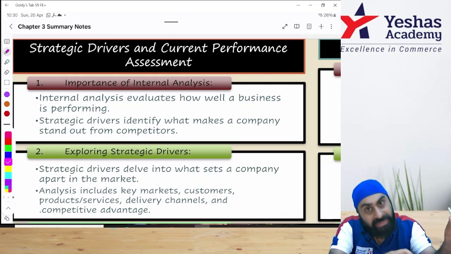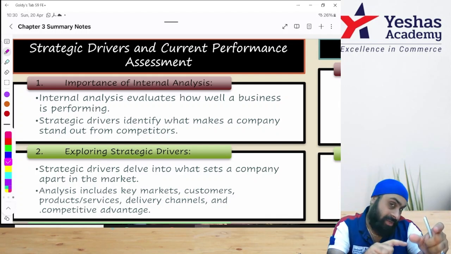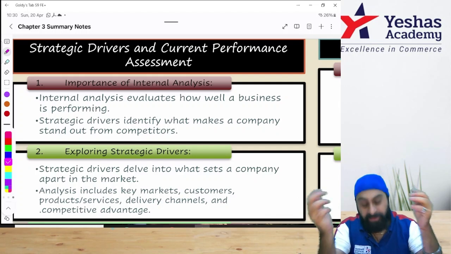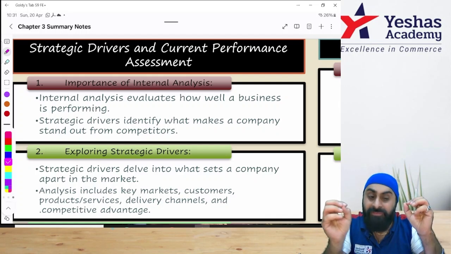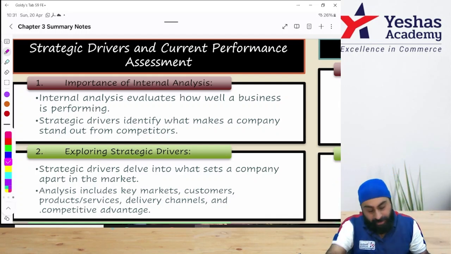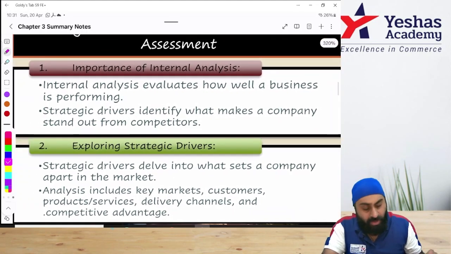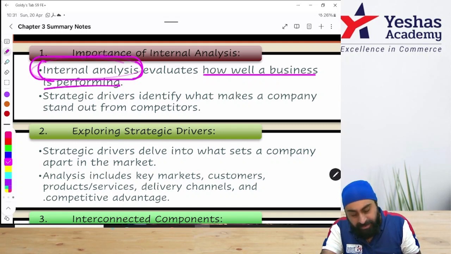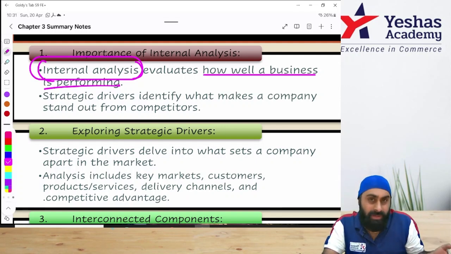They drive you towards success strategically, therefore they are called strategic drivers, which create core competencies, which help you to have an advantage over the competitor, giving you competitive advantage. All the words I'm using right now are strategic management jargon, which you should start coping with. Now, moving on to strategic drivers in current performance assessment. Importance of internal analysis. Wow. How well a business is performing, you can know only by understanding internal analysis. If you cannot check yourself, you will never know how well you are doing.